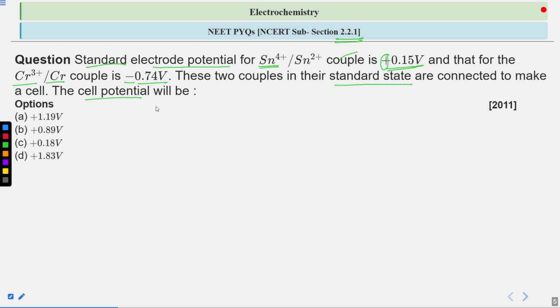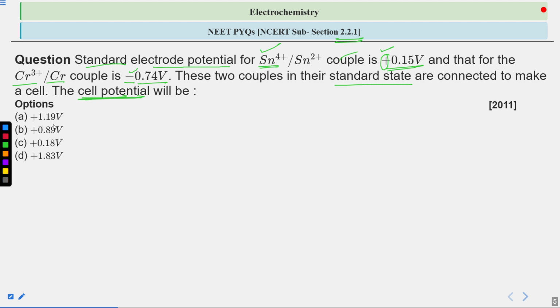This question was in the 2011 NEET examination. The question is saying that first of all we have been given the two couples, the tin and the chromium one. Their standard electrode potentials are also given, their value and magnitude, positive and negative. Now we are told that these two couples are joined together in their standard state to make a cell, to perform a particular reaction. You have to tell what is the potential of that cell, so you have to determine the cell potential.